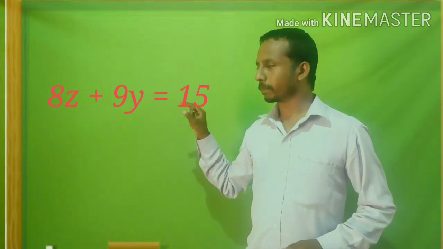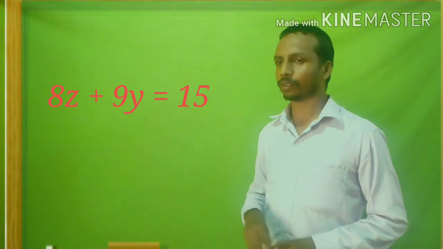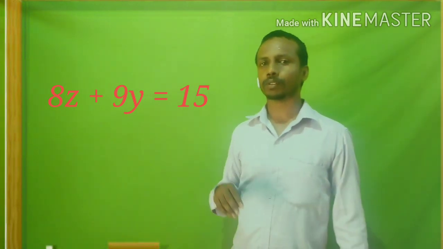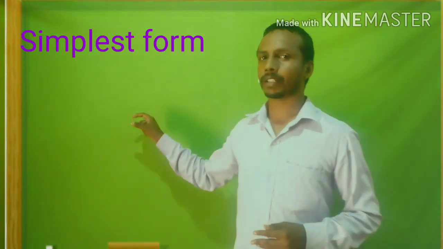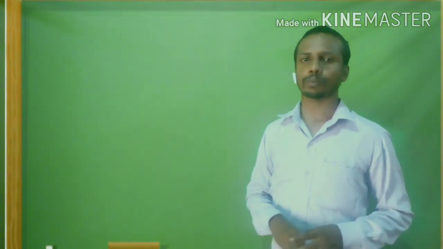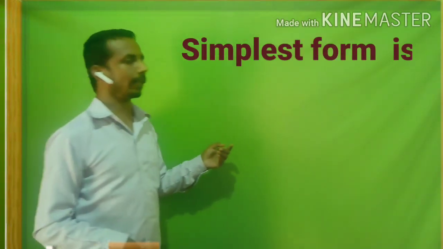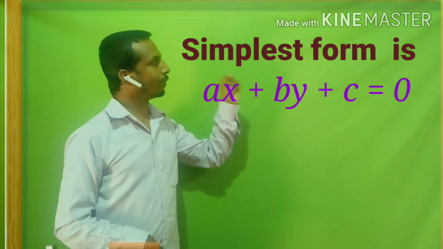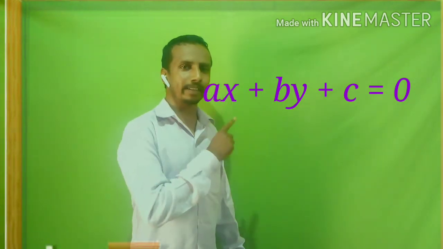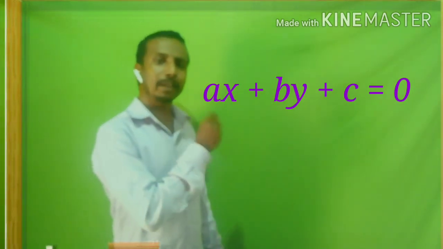Then next, 8z plus 9y is equal to 15. It is also an example of a linear equation in two variables. Now consider the simplest form of a linear equation in two variables. That simplest form is ax plus by plus c is equal to 0. It is the simplest form of a linear equation in two variables.